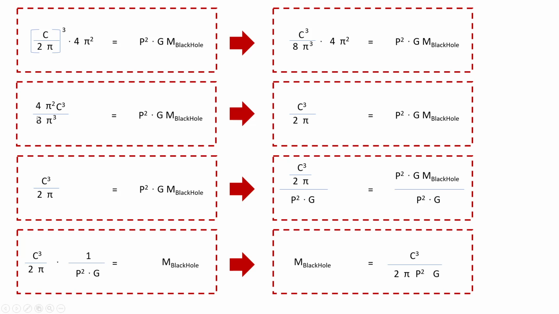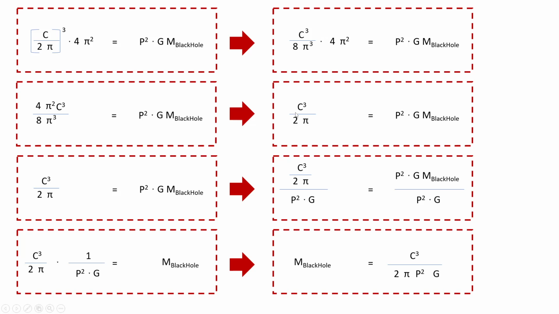Now 4 over 8 is the same as 1 over 2. Just simplify. That's why I've got a 2 here. You can think of a 1 here if you want to, but there's definitely a 2 down here. Then pi times pi up here, and pi times pi times pi down here. There's only 1 pi left down here that you can actually eat. It's a yummy pi, okay? So it's c to the third over 2 pi must then equal p squared times gm black hole.